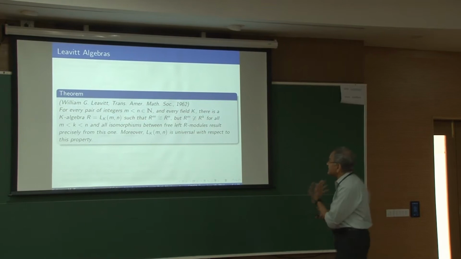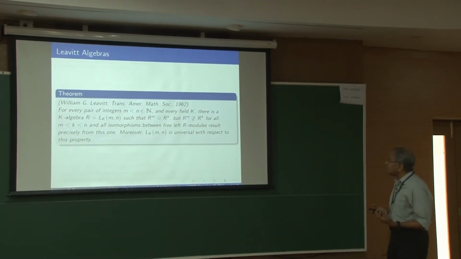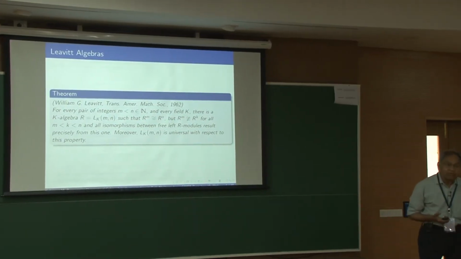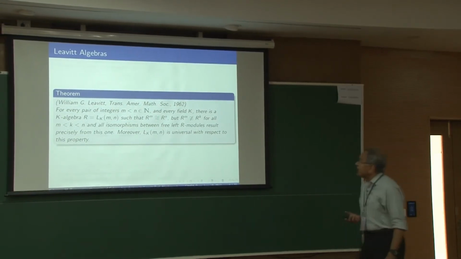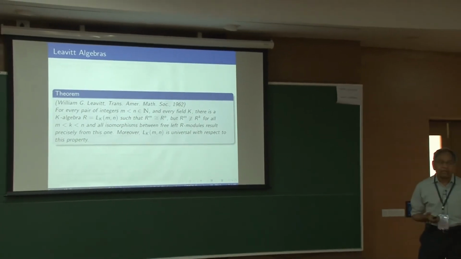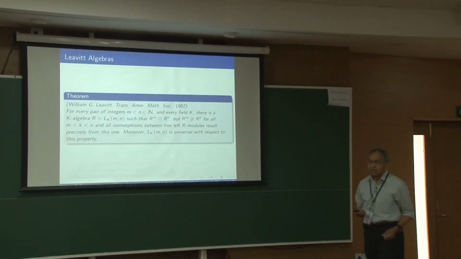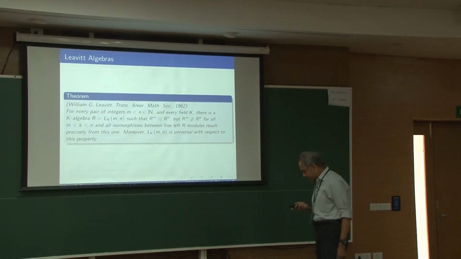And not only that, he said that this property is universal, in the sense that if you have another ring having this similar property, it has to be isomorphic to L sub k of m comma n. Very strong and nice, a beautiful construction there.